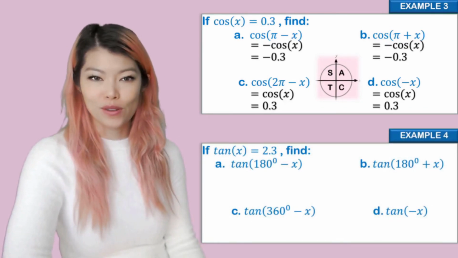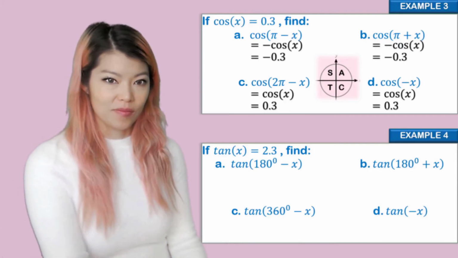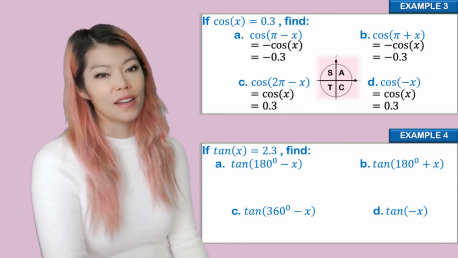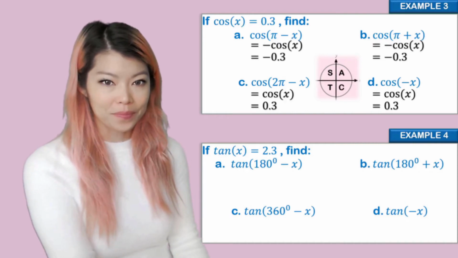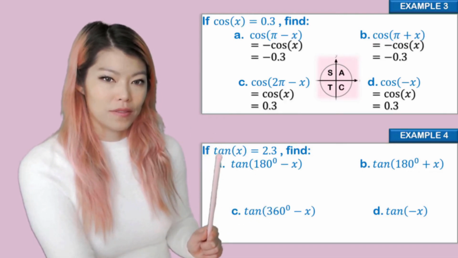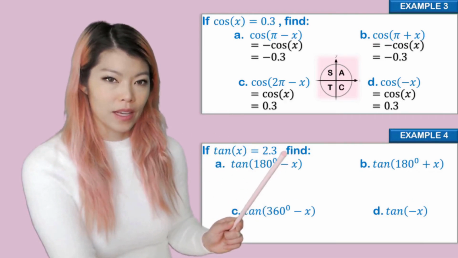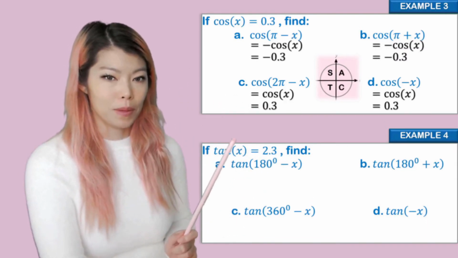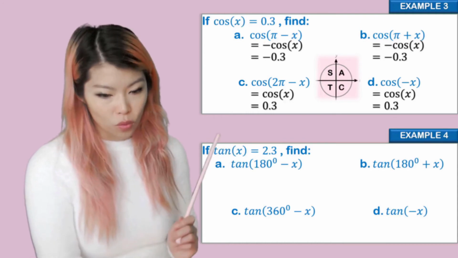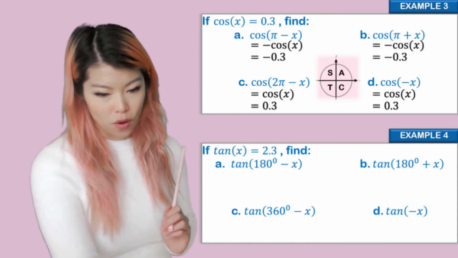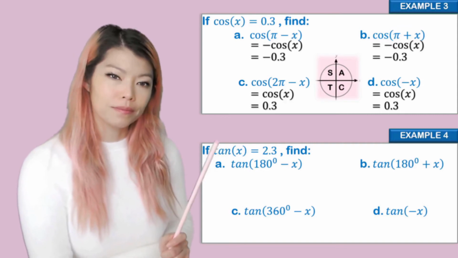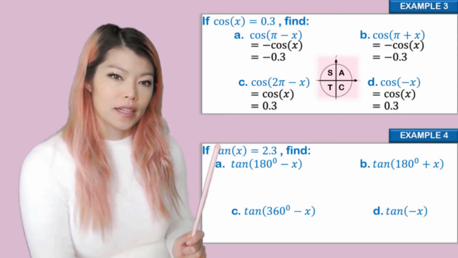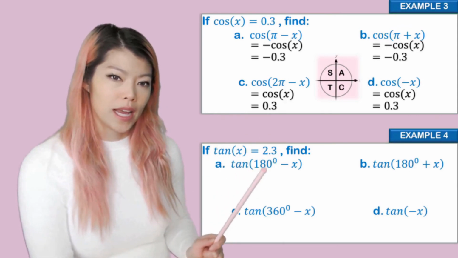One last example and then we're done for today. You can pause the video and try it yourself, or just follow along if you're not confident, and then rewind and try it yourself after. So here we have, if tan x equals 2.3, and remember that cos and sine can be up to 1 but tan can be bigger than 1. If you're not sure, watch the video on tan. Anyway, if tan x equals 2.3, what is tan of 180 minus x?